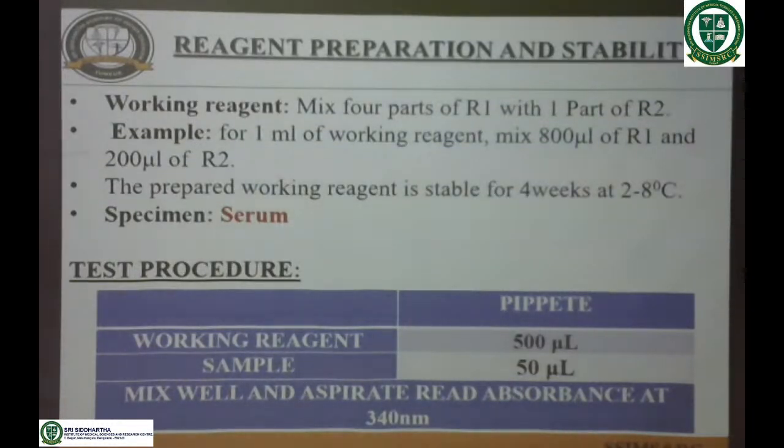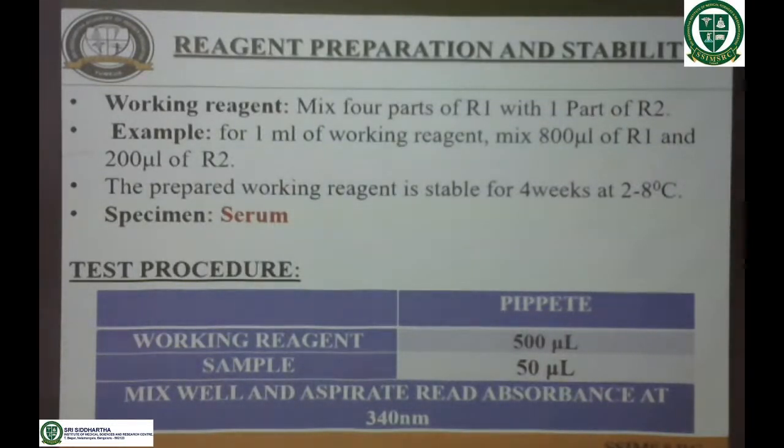As an example, for 1 ml of working reagent, you have to mix 800 microliters of R1 and 200 microliters of R2. That is all for the preparation of 1 ml of working reagent. Once we prepare the working reagent, it is stable for only 4 weeks. So based upon the requirement, we have to mix the reagent.